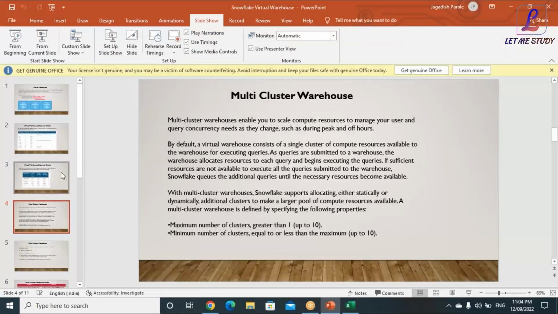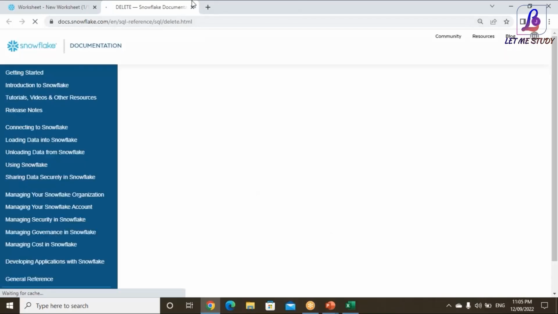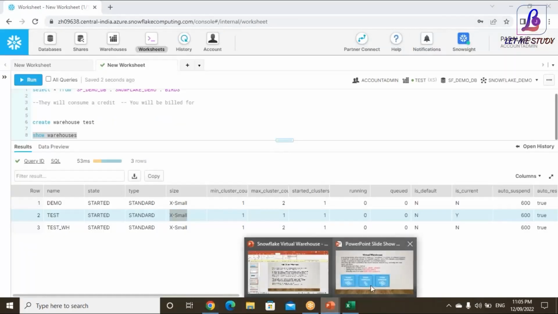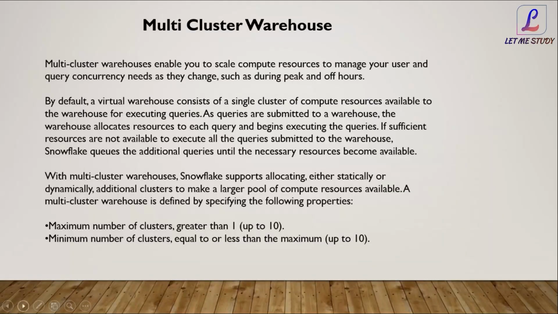So what happens in a multi-cluster? It can automatically scale up. If the workload increases, it can automatically start another cluster. Whenever the query load increases, it can automatically start another cluster. So that is the use of a multi-cluster warehouse.